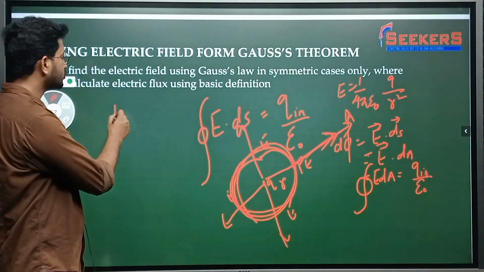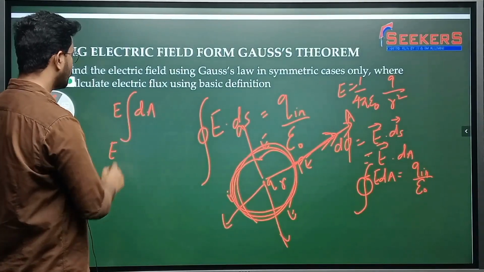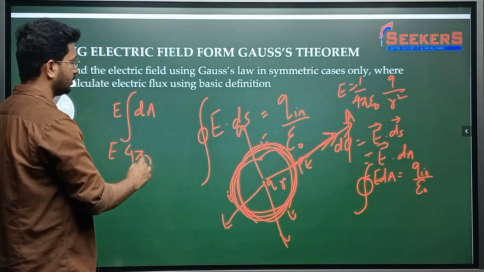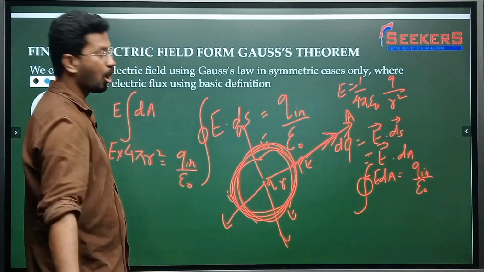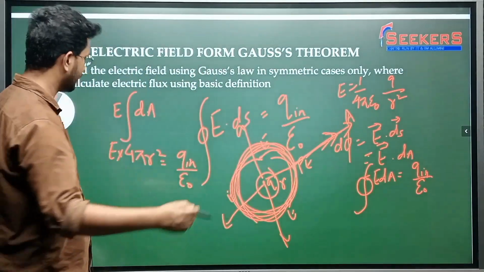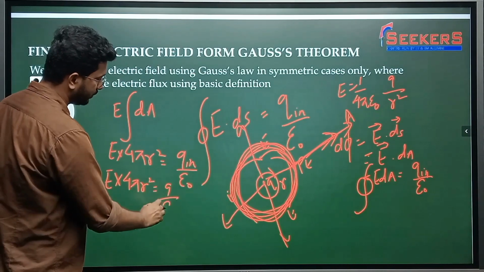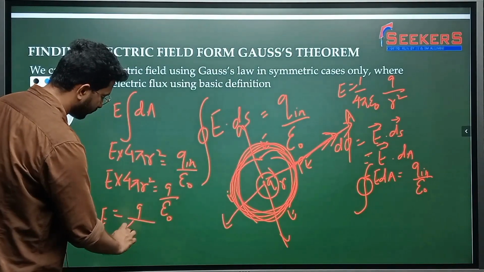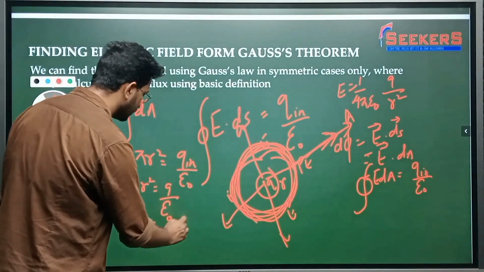Now the electric field is constant, so we can bring it out of the integration sign. The integration of area gives the surface area of a sphere, which is 4 pi r square, equal to Q internal divided by epsilon naught. How much charge is enclosed inside this sphere? There is only one charge at the center, due to which the electric field is created, that is Q. So E into 4 pi r square is equal to Q by epsilon naught. So E becomes Q by 4 pi epsilon naught r square. 1 by 4 pi epsilon naught we also write as K, so it becomes K Q by r square.